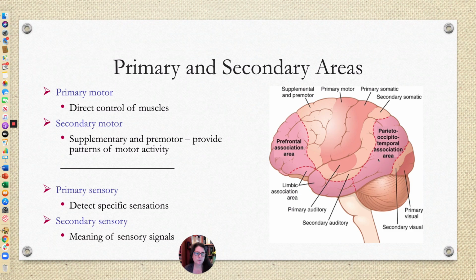Our parieto-occipital temporal association area, named that way because it's in between those three lobes. And then we have our limbic association area, of which we can't see all of it because it's kind of internal a little bit as well. And then the prefrontal association area.